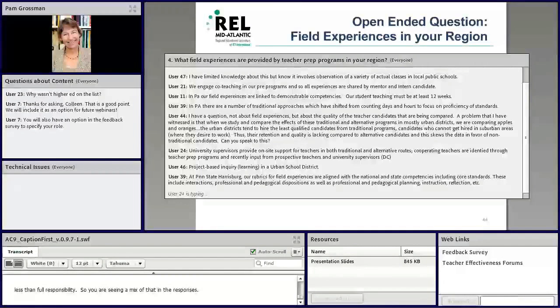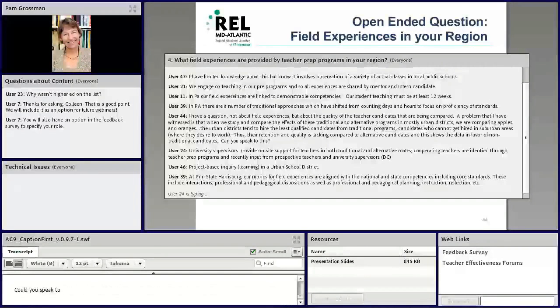That's interesting. And I see a more specific question coming in from Gary related to the quality of teacher candidates being compared. I think the question is that the retention and quality is lacking compared to alternative candidates. This skews the data in favor of non-traditional candidates. Could you speak to that issue?